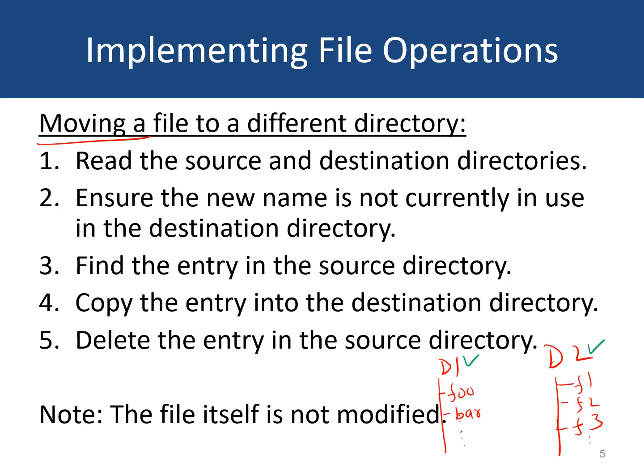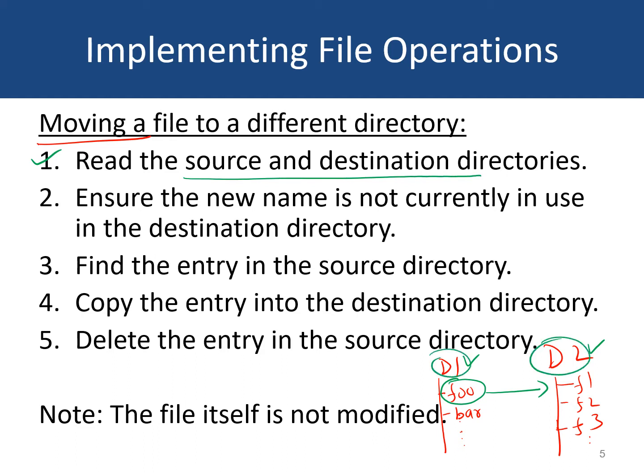Inside both the directories we have a bunch of files. We have this file foo inside directory D1, and we want to move this file foo from D1 to this directory D2. So here are the steps that we'll follow. First, we will read both the source and the destination directories. So we'll read both this directory D1 and D2.